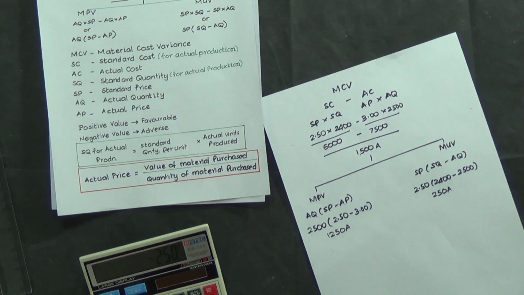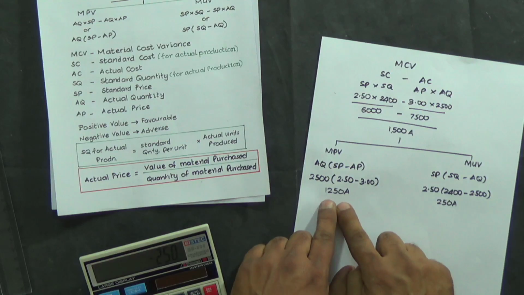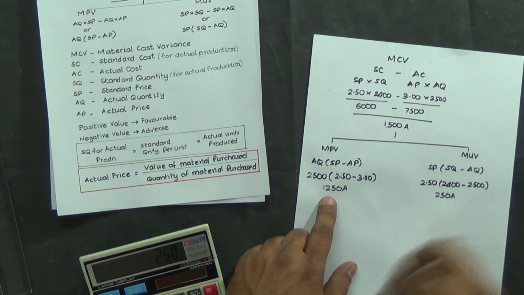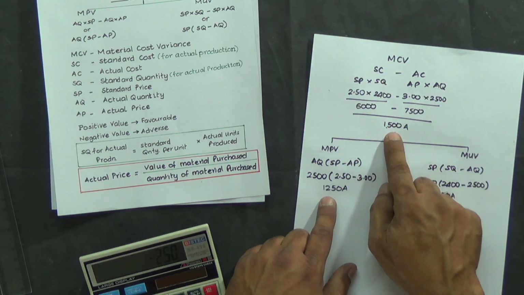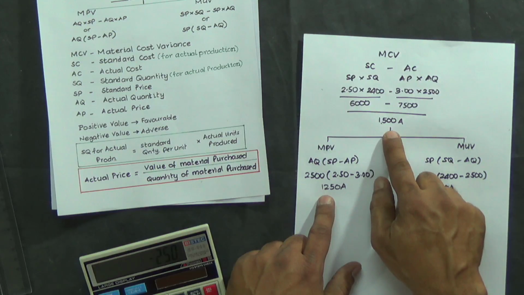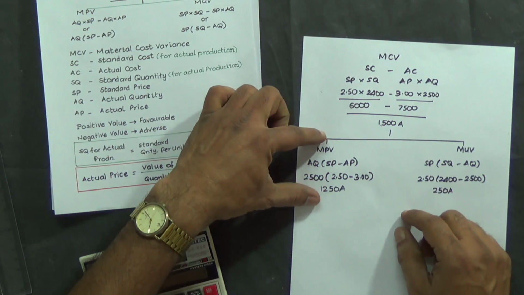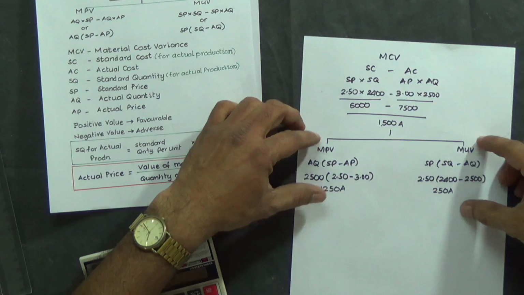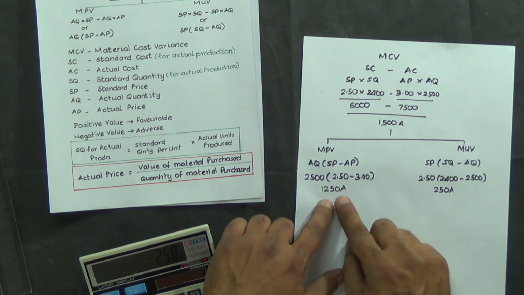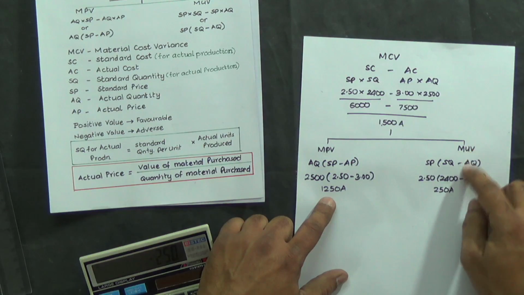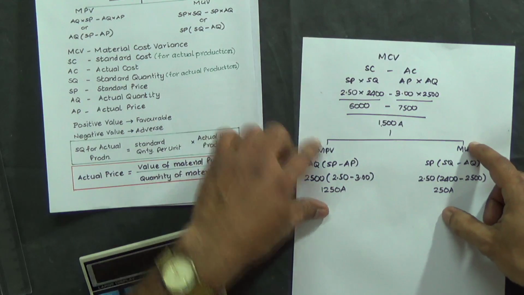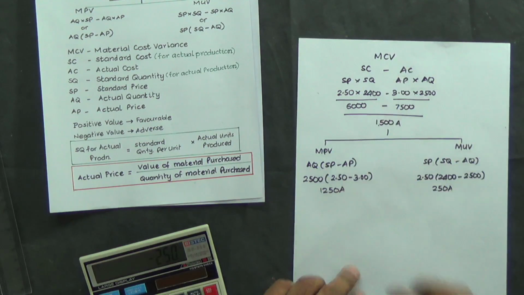We can have a cross verification. 1250 adverse plus 250 adverse, if we add them up, we'll get 1500 adverse. So material price variance plus material usage variance added up together is going to give us material cost variance. 1250 material price variance, 250 material usage variance. Both of them clubbed together, we get 1500 material cost variance.